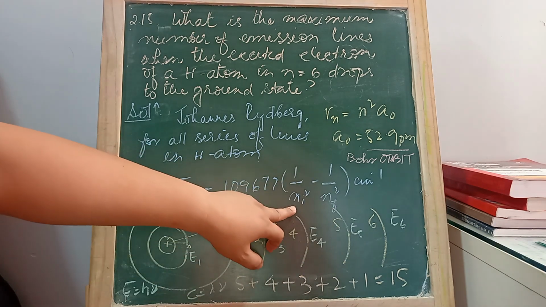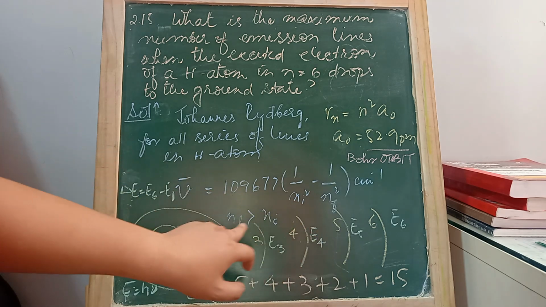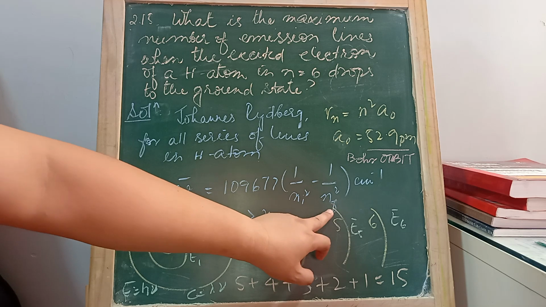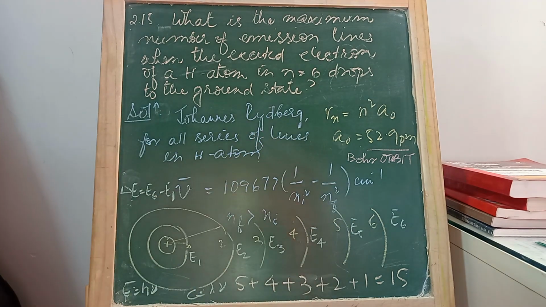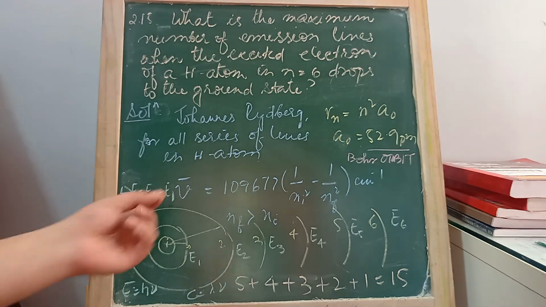This is the initial orbit and this is the final orbit, and it's given that the final orbit will be more than the initial orbit. That means this value is more than this, then it will have a positive value. This is nothing but the relationship equation which gives the wave number.